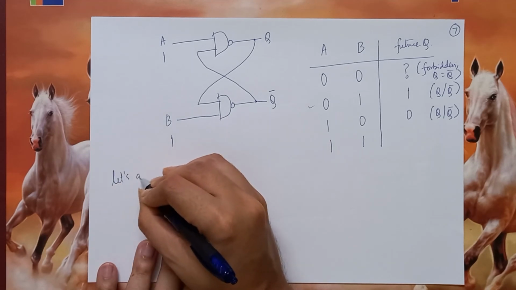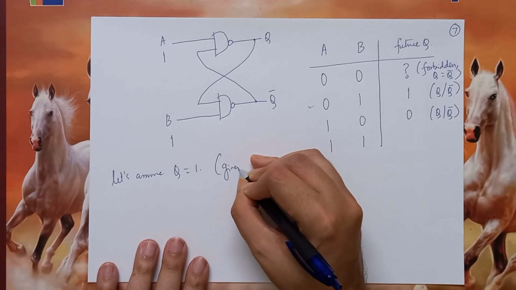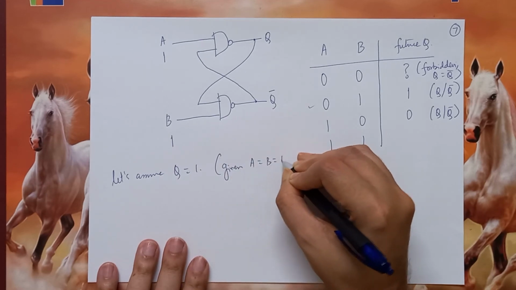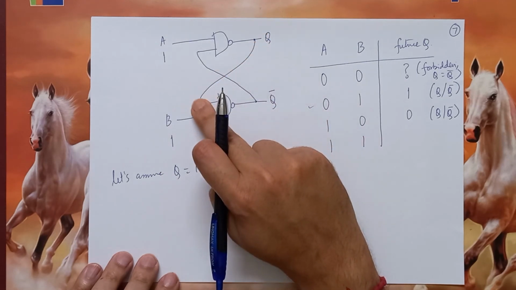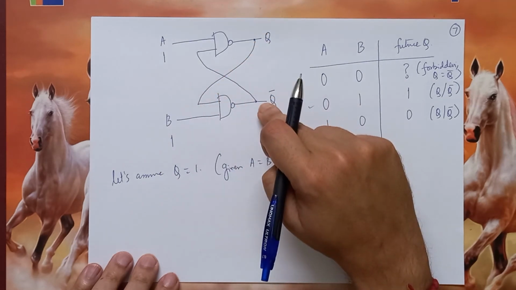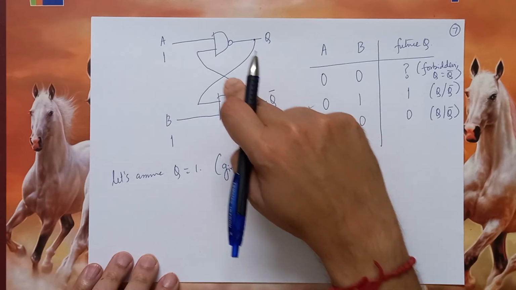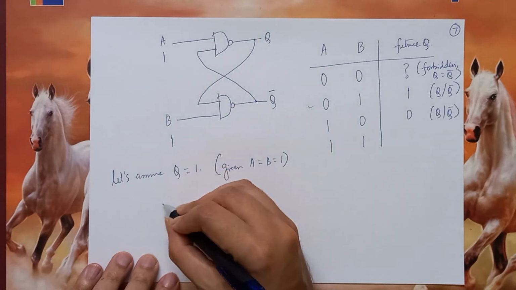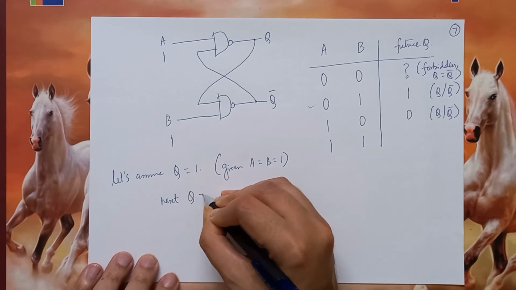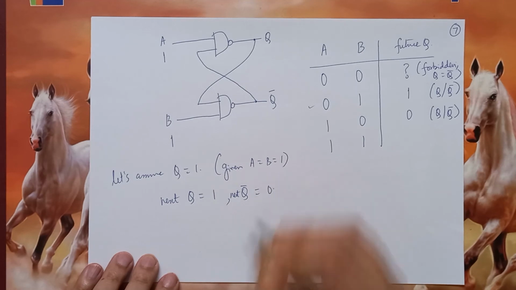So let's assume that Q is 1, given A and B are 1. Let's assume Q is equal to 1. Okay. So in that case, 1 is coming over here. 1 and 1, the output will be 0. So Q bar is becoming 0. Now we need to cross verify. This 0 is going over here. 1 and 0, Q is 1. So that means the next Q will be 1 and Q bar, or rather I should say next Q bar would be 0.